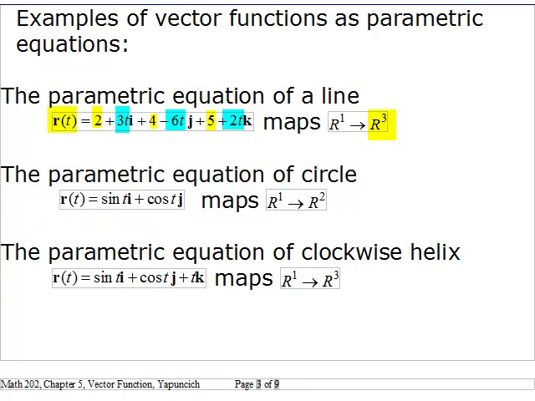And you can see it is a function of a single variable. The variable is called t, and that's, of course, very common. Here's a parametric equation for a circle using sine and cosine. Again, it's mapping R1, denoted by the single variable t, into, in this case, R2 because it's a circle. And then the helix that we studied extensively, mapping R1 into R3.